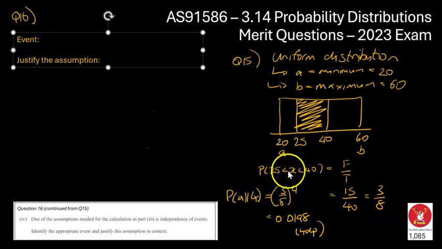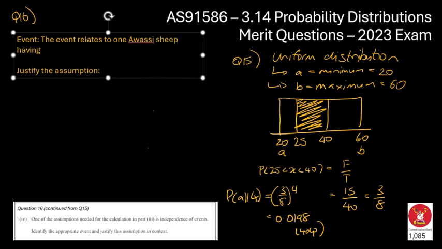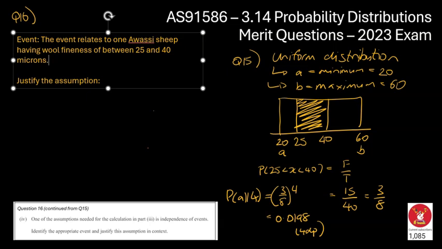So the previous question asked us to calculate the probability of 4 sheep having a wool fineness between 25 and 40. So the specific event is wool fineness in relation to one of these actual sheep. So let's state that. The event relates to one Asawi sheep, forgive me if I've said that wrong, having wool fineness of between 25 and 40 microns. So that's the event itself.